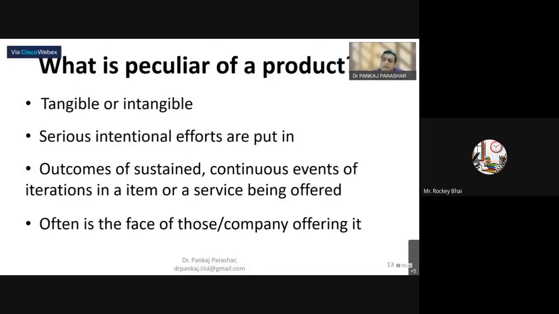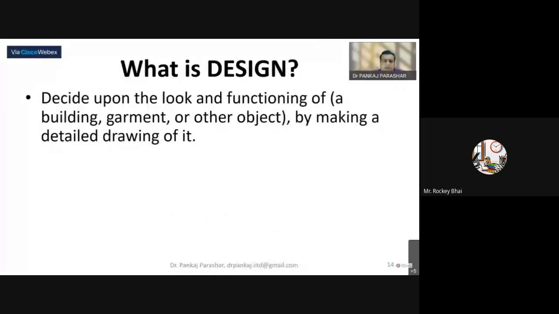Ferrari cars are the face of the company. Similarly, that's what happens in a product. Now, when a product is talked about, the next thing that comes to mind is design. You have to design the product and decide how it's going to look. You can see a mouse here. How this is going to look, how this is going to feel in the hands. It's going to be a wired one, a wireless one. All these things come into design.